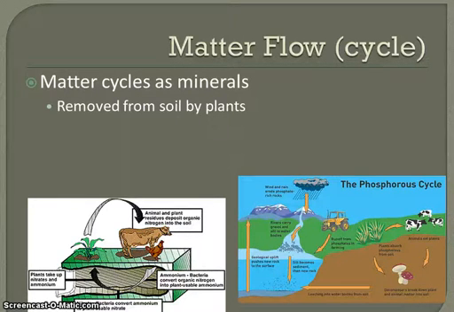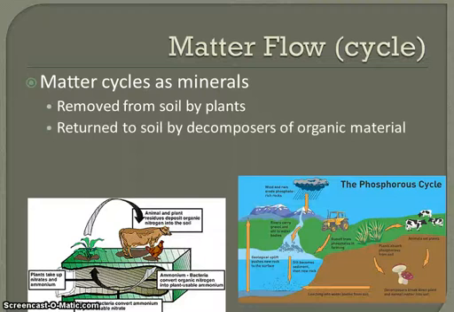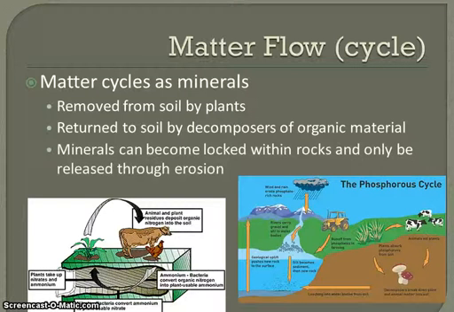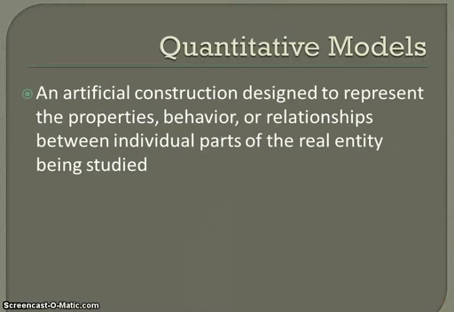Minerals are usually removed from the soil by plants. They're absorbed by the roots. And then as the plants decompose, or as the animals that eat the plants decompose, that's added back to the soil. Minerals also can become trapped in rocks. When sedimentary rocks form, those sediments of the soil that contain organic material become compacted together, so they're only released through erosion.